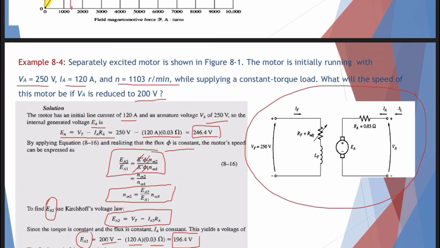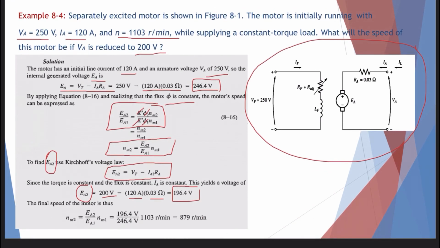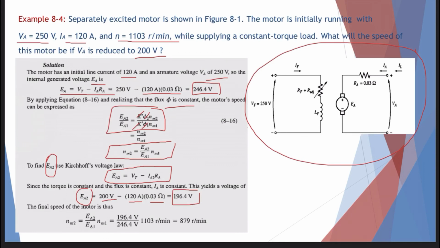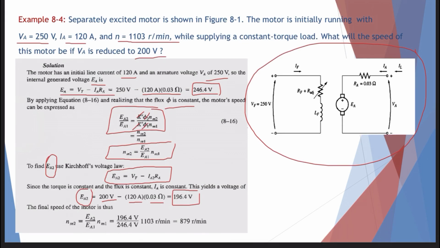Then we can apply it to find the new speed. nm2 equals EA2 over EA1 multiplied by nm1. EA2 is 196.4 volt over 246.4, multiplied by the speed nm1, which is given in the question, 1103 revolution per minute. The answer will be 879 revolution per minute.